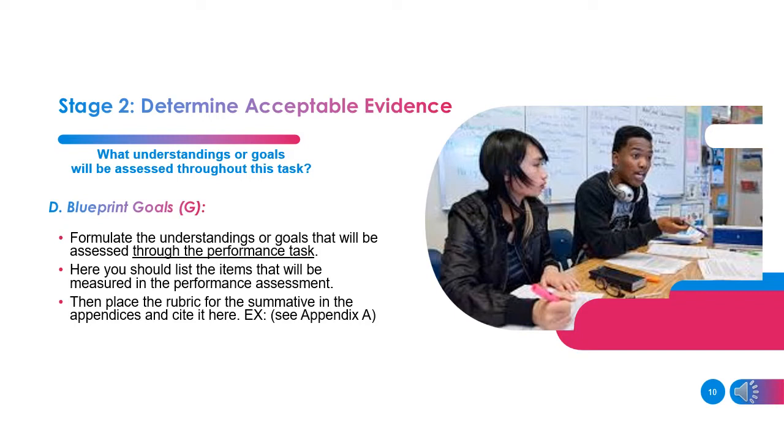Now that's important. Remember, the performance task is the summative. So we're going to be discussing all of the understandings or goals that are related to this performance task or summative assessment. Here you should list the items that will be measured in the performance assessment. Do not place the rubric here. You are going to put the rubric for the summative in the appendices and cite it here. As the example says, see Appendix A.